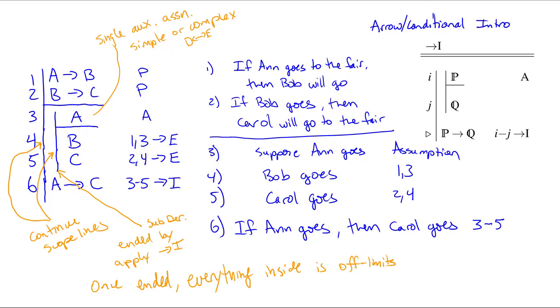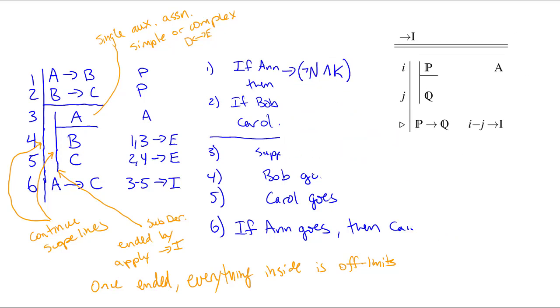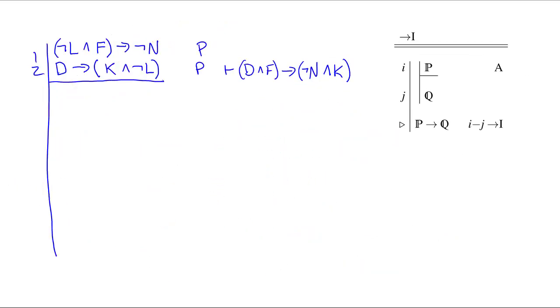The technical term for this is everything inside the subderivation is inaccessible to lines below the subderivation. So let's see one more example of using the arrow introduction subderivation rule. Okay, here's another derivation which is going to require us to use conditional introduction.